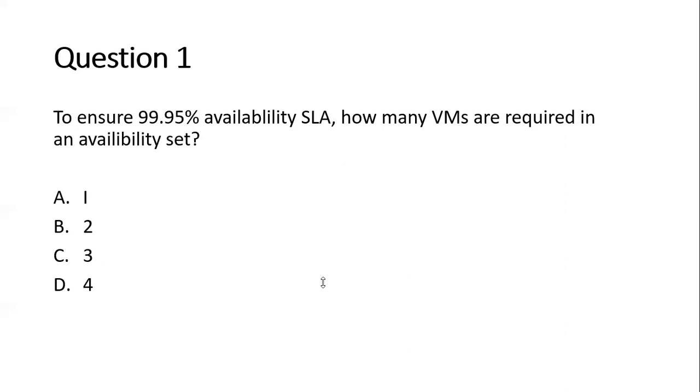Okay. Now tell me, what is the reason why people are saying one, why people are saying two? See, obviously, to ensure 99.95% availability SLA, the number of VMs is obviously more than one. So one is not the correct answer. Two is the correct answer, guys. Because 99.95% means almost exactly 100%. Yes or no? So something will happen in VM one, then there must be some backup for disaster recovery. Yes or no? So that is the reason the answer two is correct.